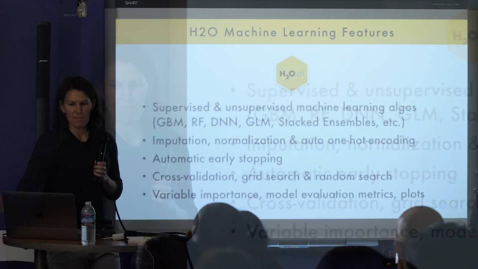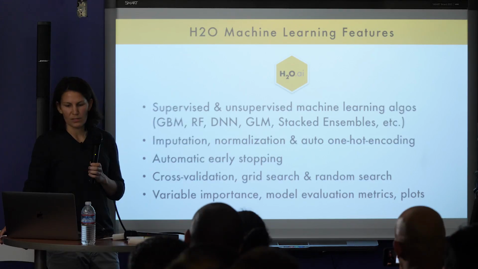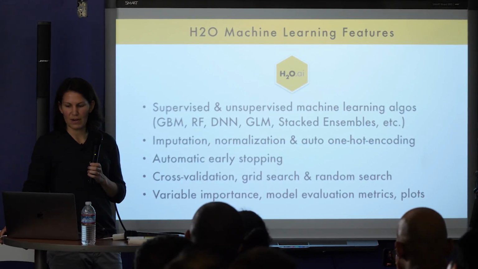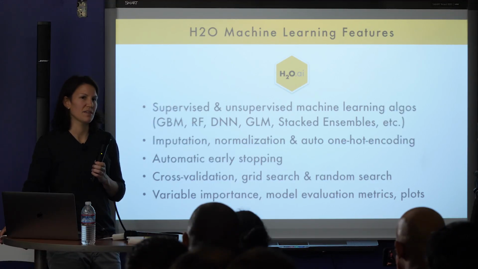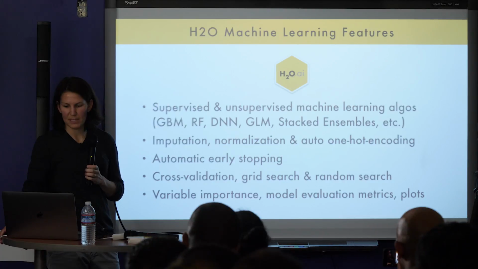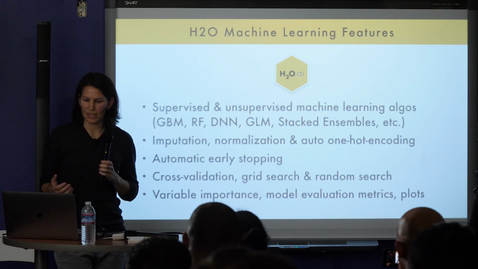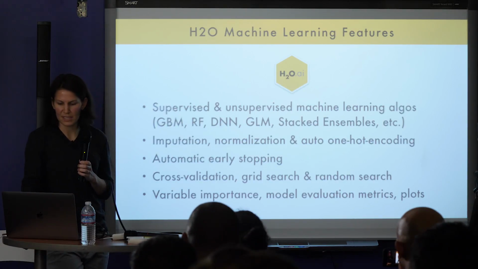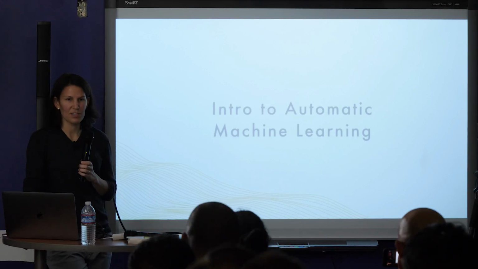And then all the other parts of machine learning that you need, the infrastructure around it, which includes things like cross-validation, grid search, and random search, we have included in H2O. That's true of most libraries; scikit-learn has all of this stuff too. That's not super unique, but it's essential to having a good library. And then once you have the models, we have things to look at variable importance, to look at the metrics of the models, and to plot things. So these are all the things that you can do with H2O. Any questions so far?